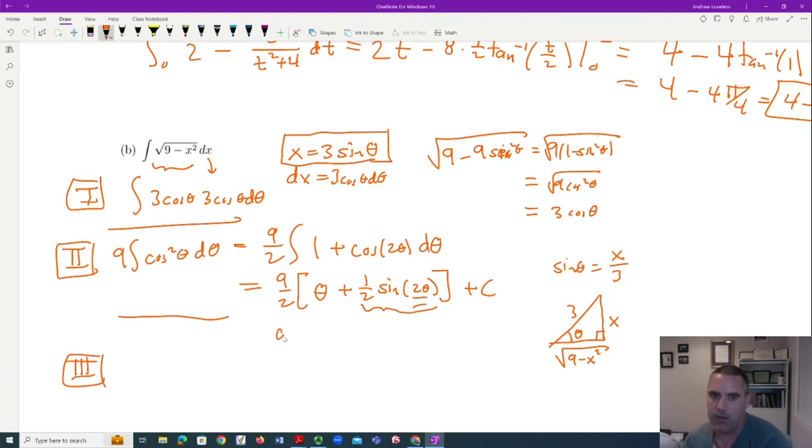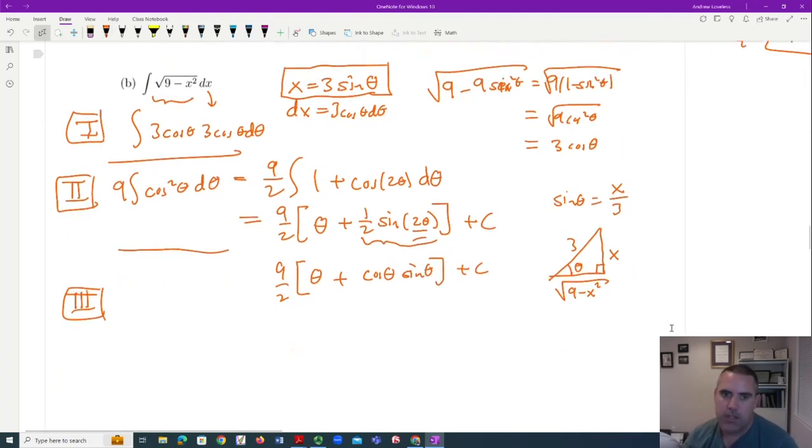That's where we use that other half angle identity I mentioned, which is that this is cosine of theta, sine of theta. But definitely if you did the homework, you encountered that a few times, and we did that in class. So wrapping things up, we can then say this is inverse sine of x over 3. Cosine is adjacent over hypotenuse. Sine is opposite over hypotenuse.